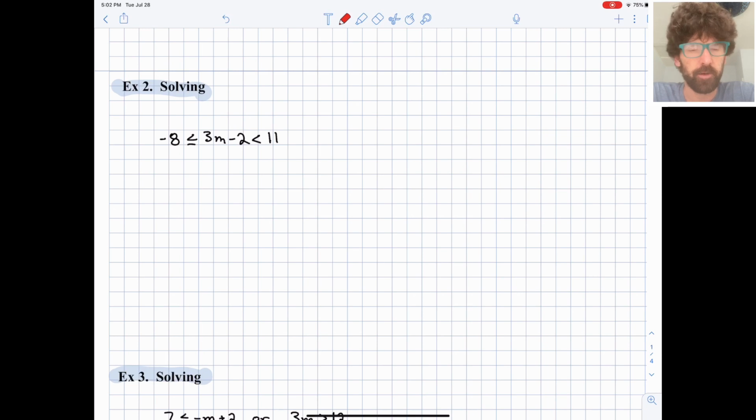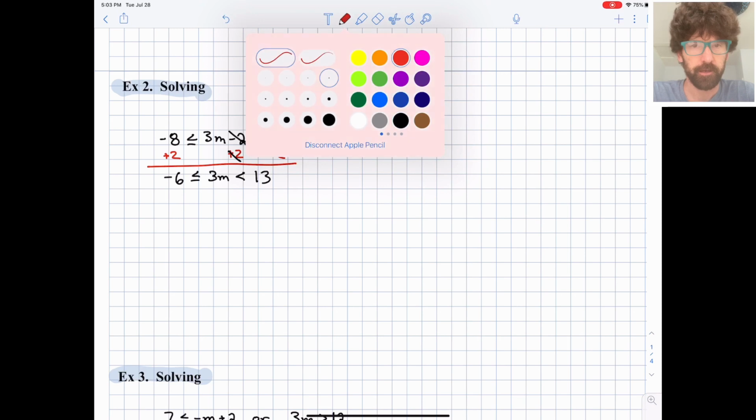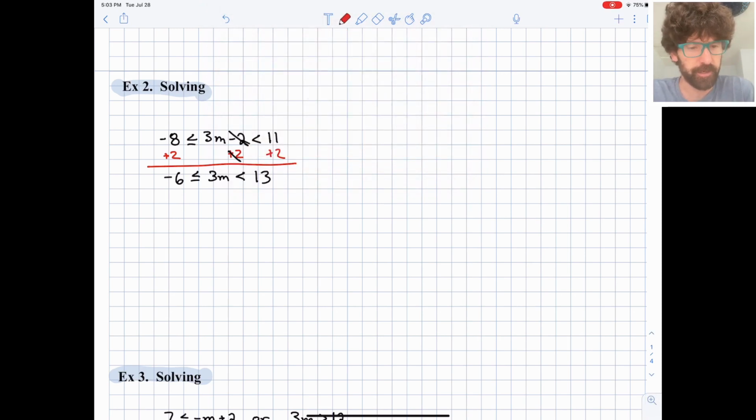Although peering ahead at this one we're about to do, it doesn't look like we'll have to multiply or divide by a negative. I'm seeing that +3 times m, and that makes things a little bit easier. But let's add 2 to both sides, or in fact all 3 sides. Okay, and then let's see what that cancels out. That cancels out this 2 right here, which means the 3m comes down, the signs come down. -8 plus 2 is -6, and 11 plus 2 is 13. So we can do our final step of dividing everything through by 3.